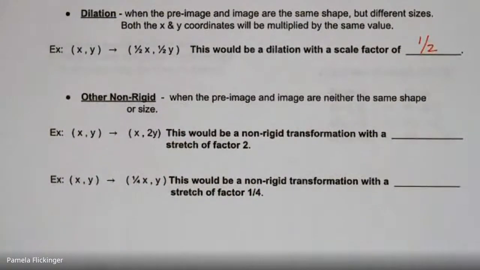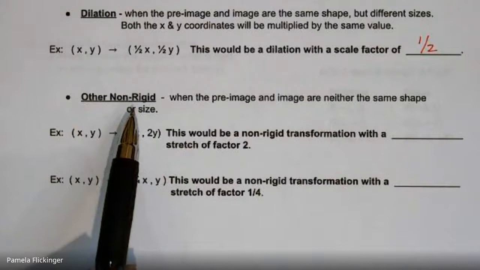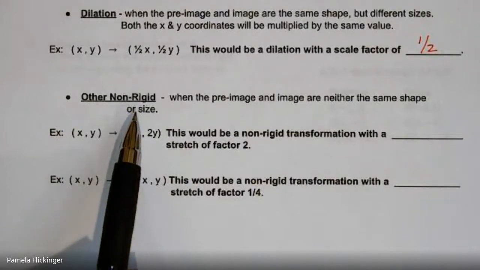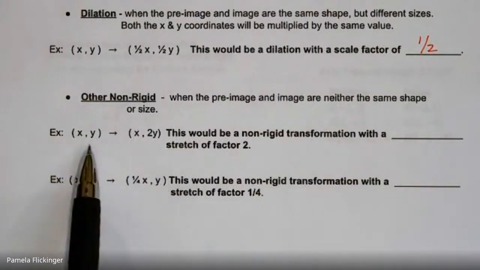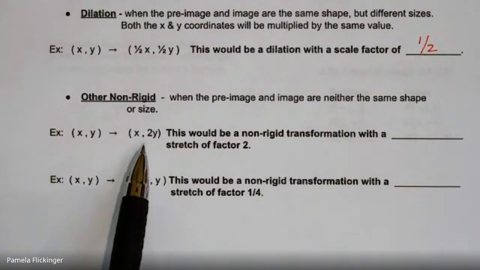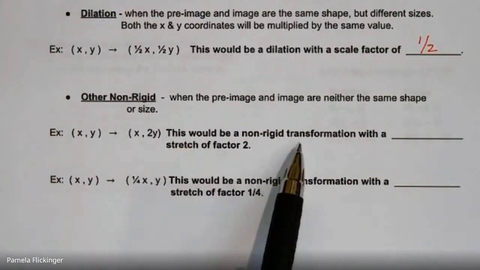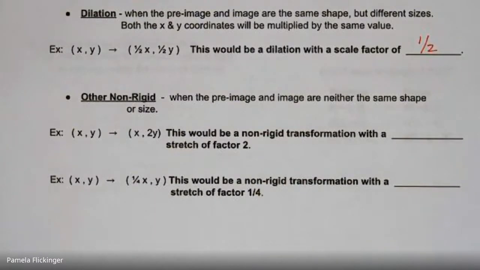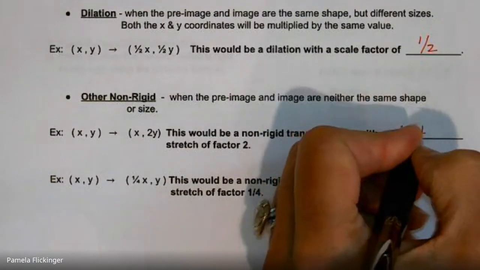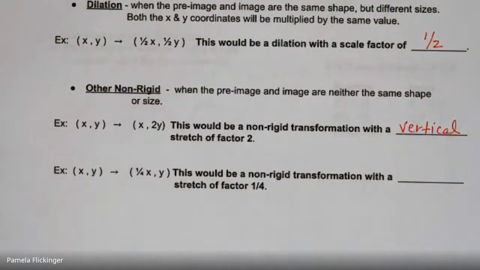If both the x and y coordinates are not multiplied by the same number, then we're just going to say it's a non-rigid transformation. We can't give it a special name because these won't be the same shape or the same size. All right, so you'll have the ordered pair and you'll see something like this. So in this case, just the y coordinate is being multiplied by a different number. So we would say this is a non-rigid transformation with a, now think about the y coordinate. The y coordinate moves things up and down, right? So that is going to be a vertical stretch and then a factor 2, whatever number is being multiplied by it.